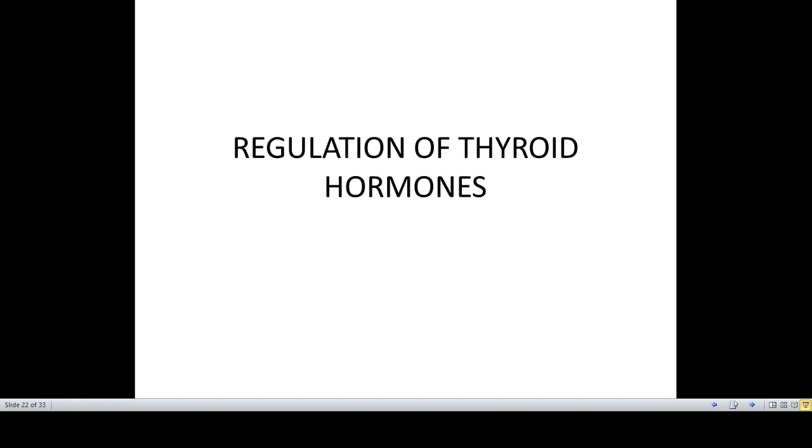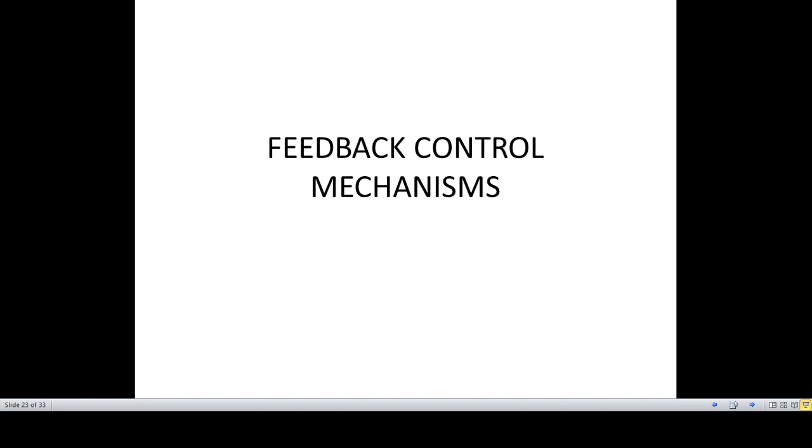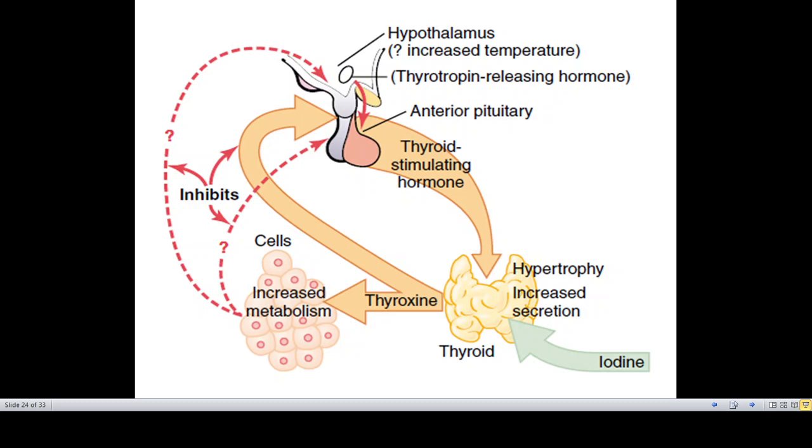Now, coming to the regulation of thyroid hormones, as we studied in the introduction to endocrinology, most of the hormones are under the negative feedback mechanism of regulation. So similarly, the feedback control mechanisms in the case of thyroid hormone are also operating under negative feedback loops.